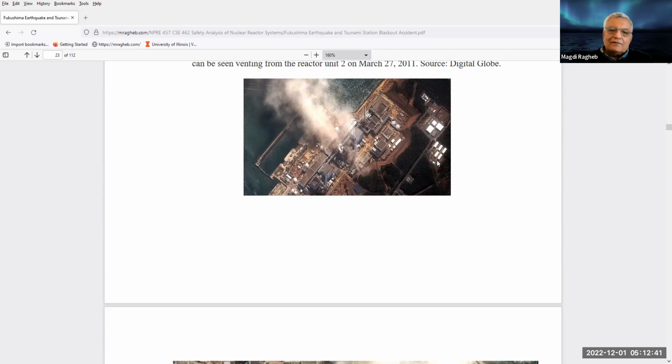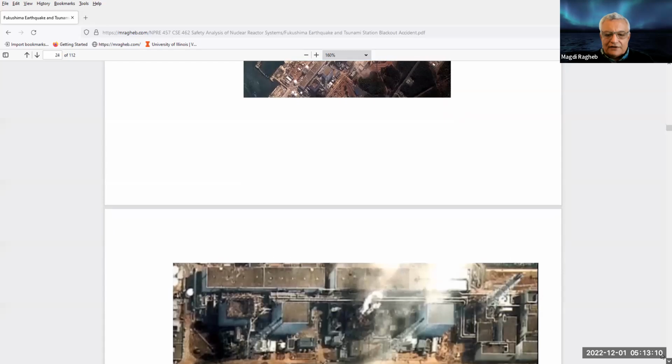This is a picture from above, from an airplane, obviously, of units number 5 and 6 here, unaffected by the accident, and then units 3 and 4 and 5 and 6 here before the fires destroyed units 3 and 4. This is 1, 2, 3, 4, and this is 5 and 6 right there. So it ended up as a fire.